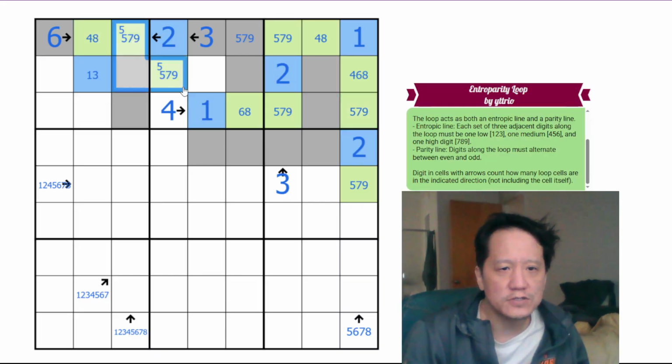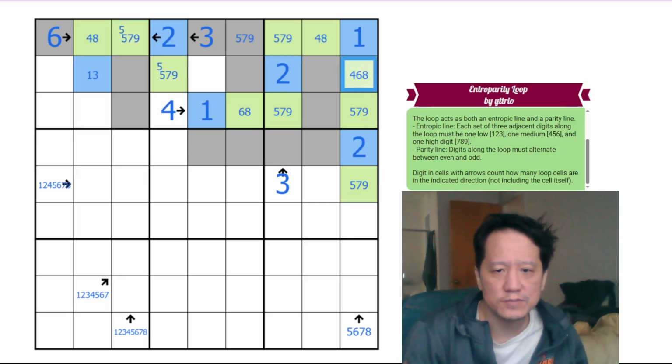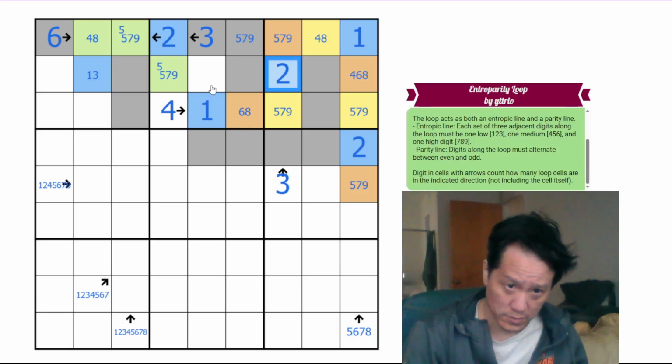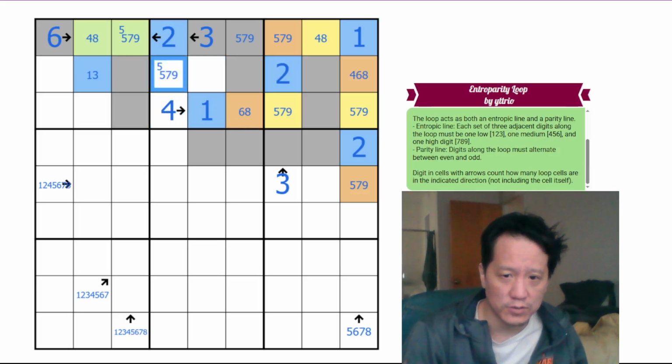So, okay, let's just mark these as different sets. We're going to mark it... this will be orange. And that means this is orange here. This is orange here. I guess we'll make this yellow. This is yellow. This is orange. This is yellow. Yellow. One of these is yellow, so this is orange here. This must be yellow.